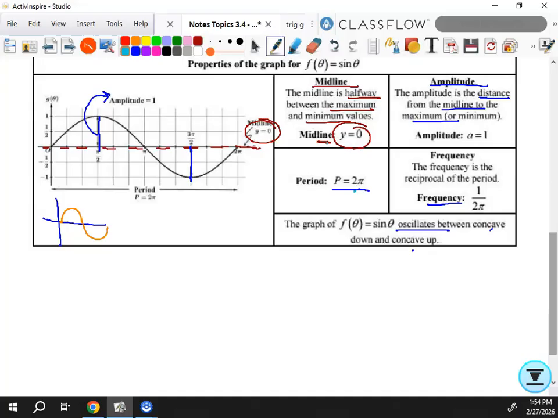And then the sine graph, it oscillates between concave up and concave down. And I think that's what somebody said on those graphs when I asked you what was the same, what was different, that sort of thing. Something about, it changes from concave up and concave down. So all that stuff was fabulous.